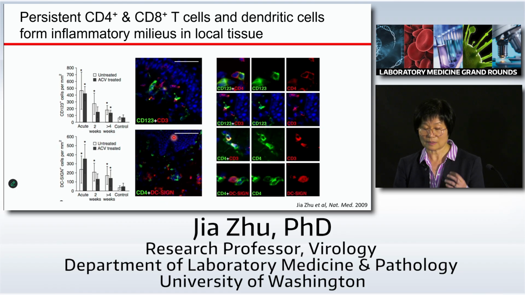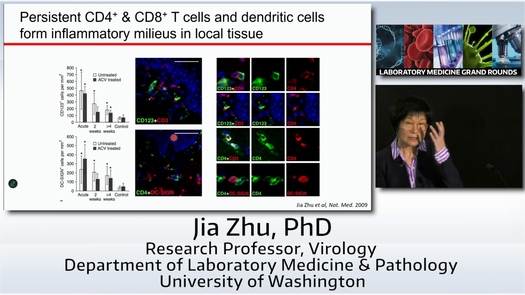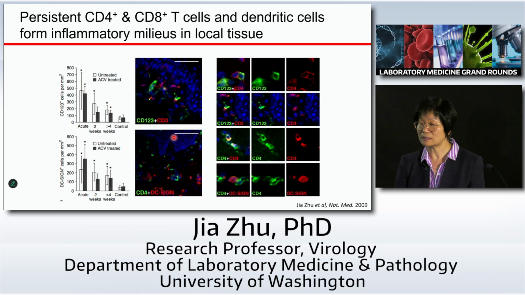So this T cell and DC close interaction in local tissue is not affected by acyclovir treatment. While this interaction might be important for the long-term persistence and the function of those local T cells, it also provides a perfect target for HIV infection.